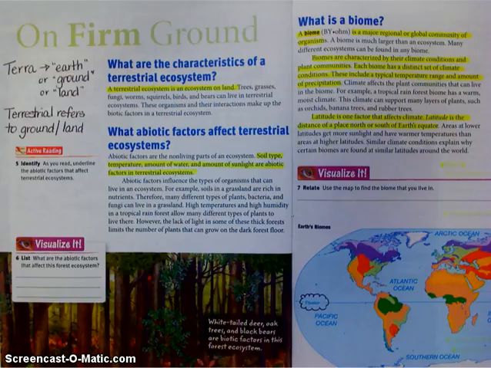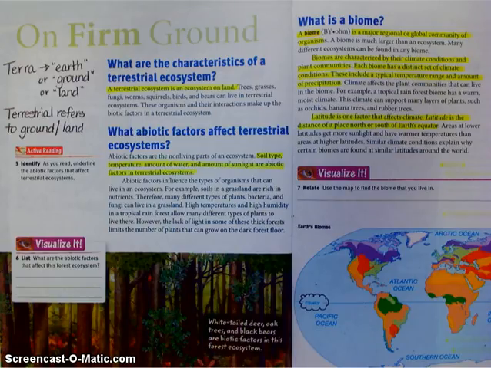What abiotic factors affect terrestrial ecosystems? Well, soil type, temperature, amount of water, amount of sunlight, those are all abiotic factors which would affect terrestrial ecosystems. Those probably aren't all, but those are a few of the more obvious ones. Look at page 515.